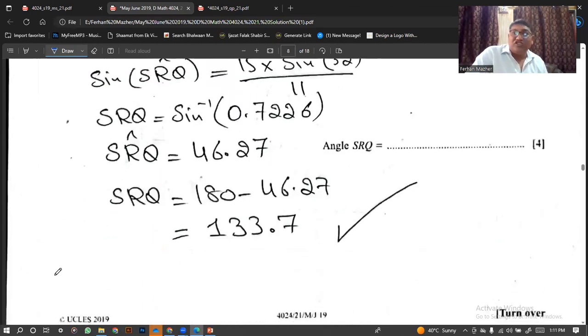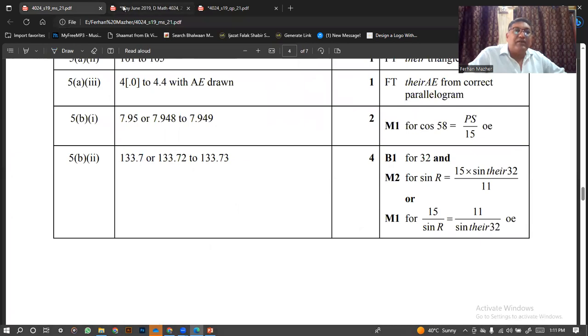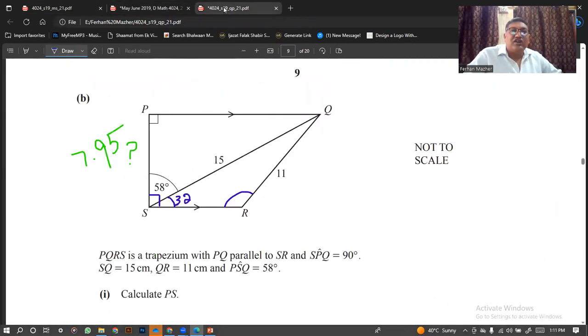Now, whenever you take sine inverse from a calculator, the answer is always an acute angle. But they asked us to find SRQ, which is an obtuse angle, so you have to calculate it manually. The value the calculator gave you is acute, so subtract it from 180 to get the obtuse angle. 180 minus 46.27 is 133.7. So the answer is 133.7, which is the right answer.